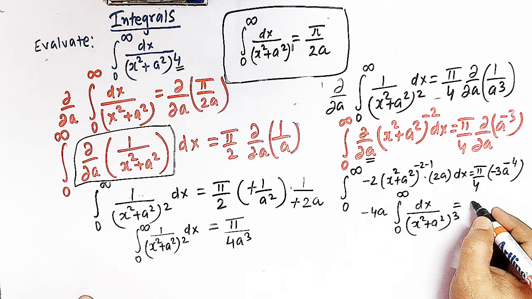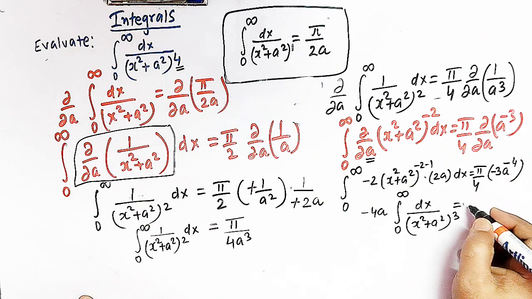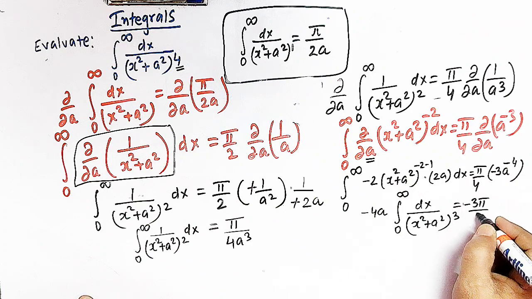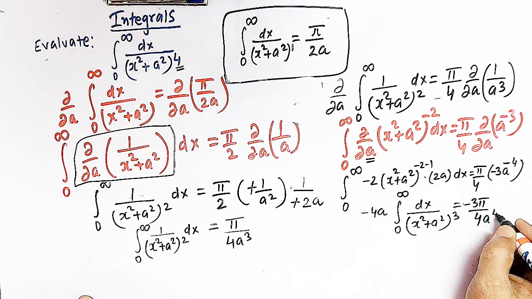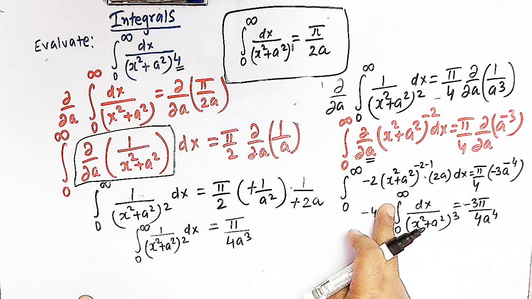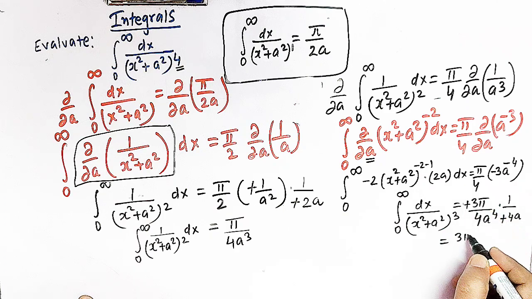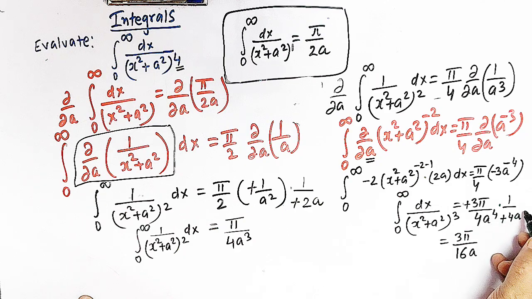And here we have pi over, that is minus, here we can write minus 3 pi over 4, and here we have a raised to 4, right? So now we can take minus 4 to this side, so we can now write here 1 upon minus 4a. So this is 1 over minus 4a. So now the minus and minus get cancelled, and we have 3 pi over 16, and a raised to 4 plus 1, that is 5, right?